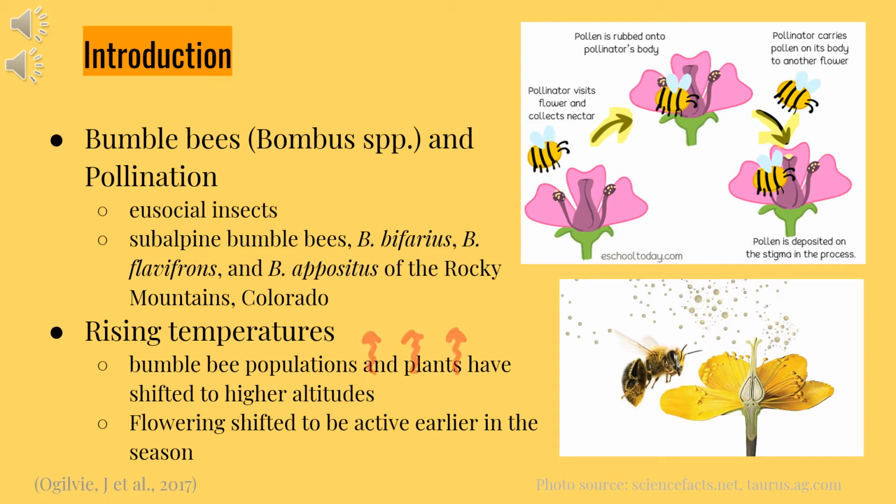Due to rising temperatures from climate change, bumblebee populations and plants in this area have shifted to higher altitudes to acclimate to colder environments, and flowering has shifted to earlier in the season. Not only are the temperatures rising, this area has experienced earlier spring snowmelt and more frequent spring frost. We will explore the effects of these climate changes in this study.